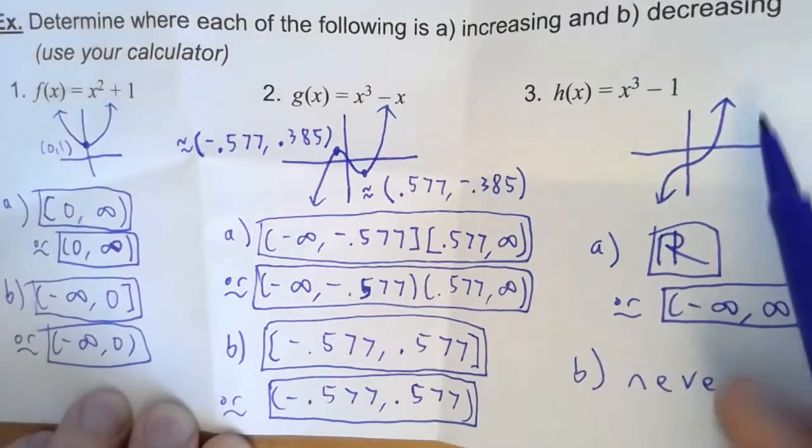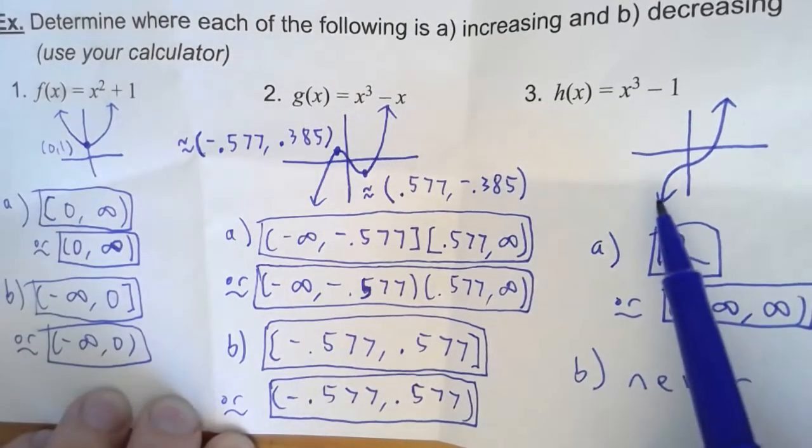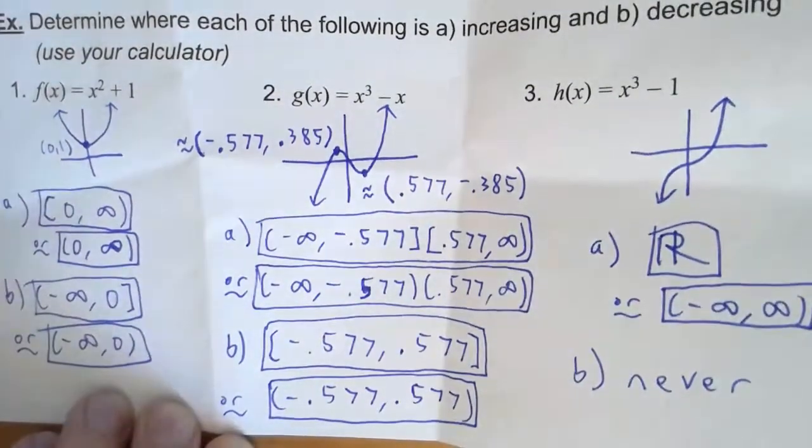And then number 3 is always increasing. It almost looks like it kind of levels off in the middle. If you zoom in a lot, it almost looks like a straight line, but it actually does keep increasing all the way through.